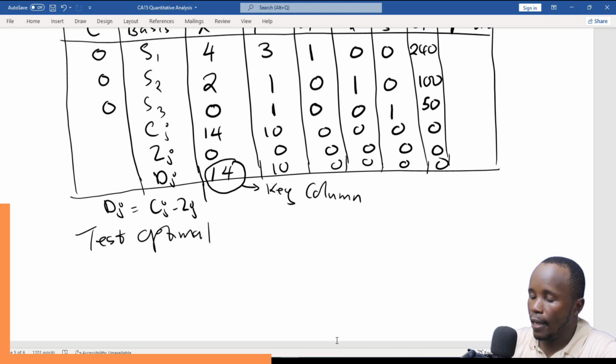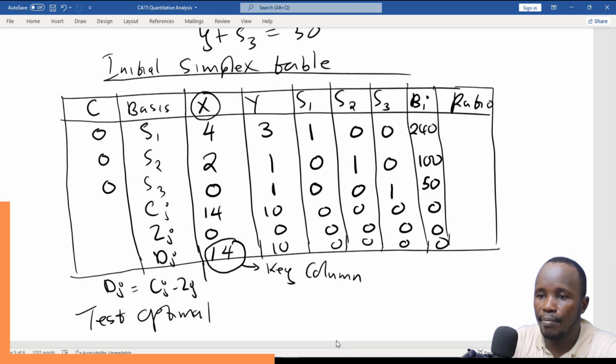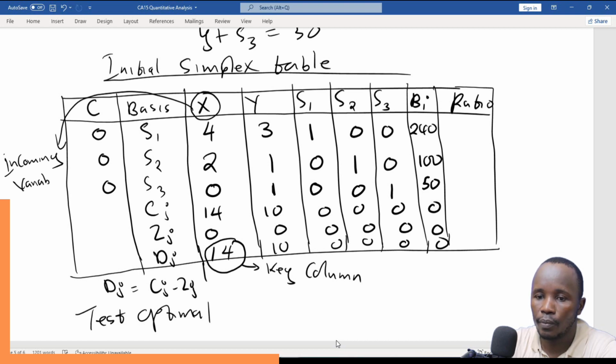Now, on top of this key column, there is something we call X here. This X becomes the incoming variable. Now, I need to divide the value with the coefficients in the key column.